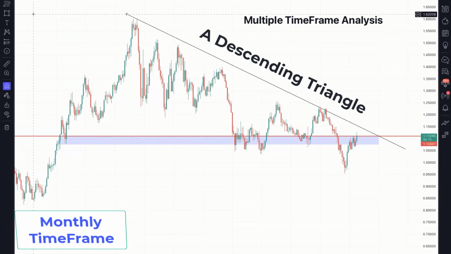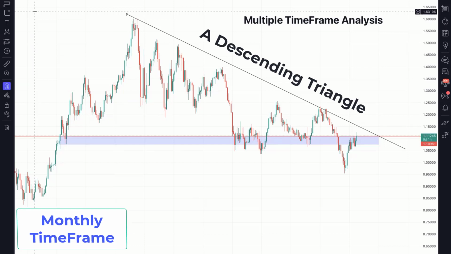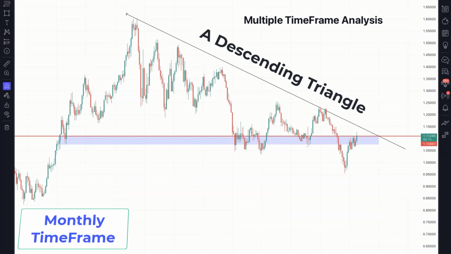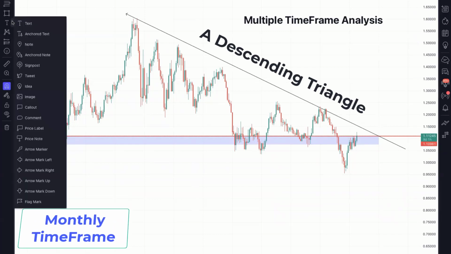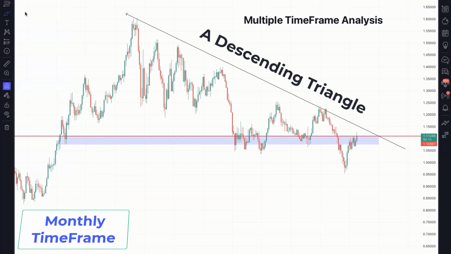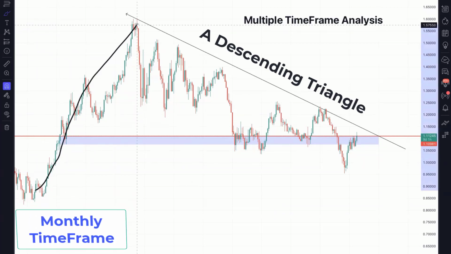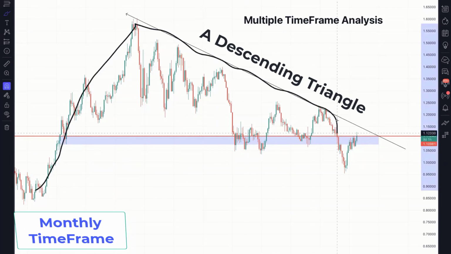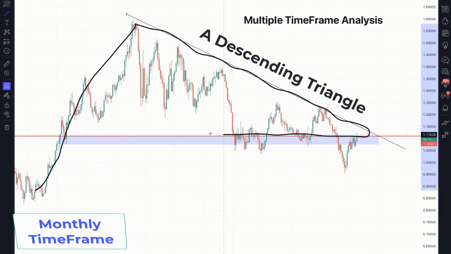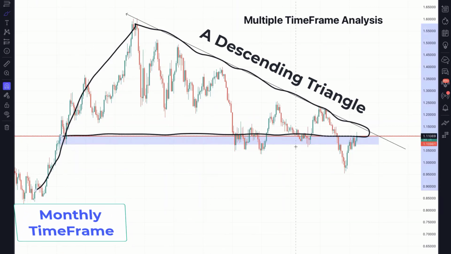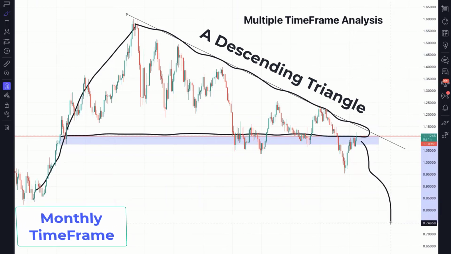So what does a descending triangle signal? A descending triangle is a chart pattern that signals reversal. The market has been going up in this direction. When a descending triangle appears, when price starts descending, it's giving one signal: that price is going to sell off.